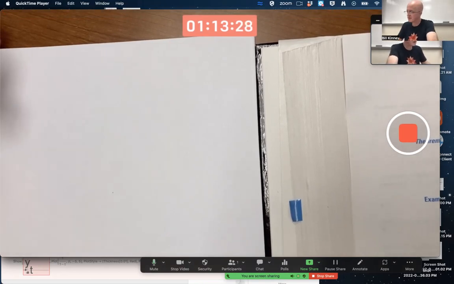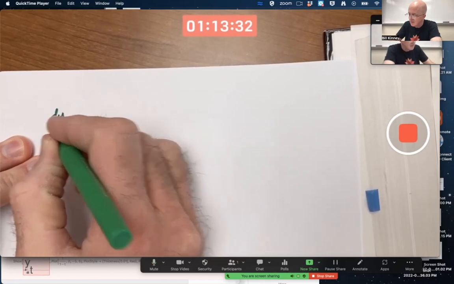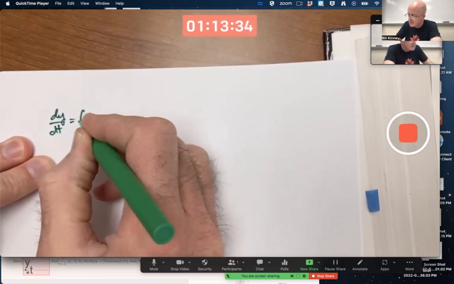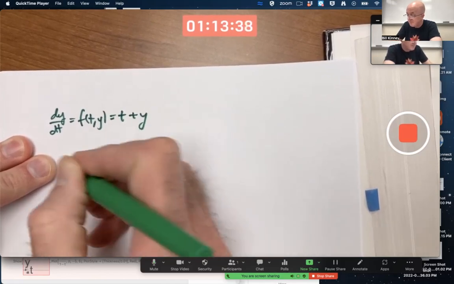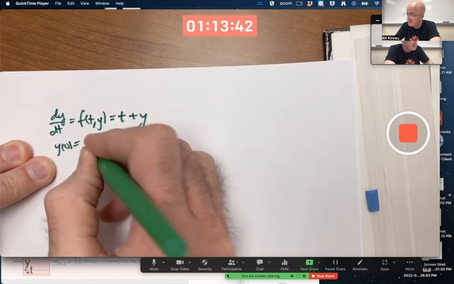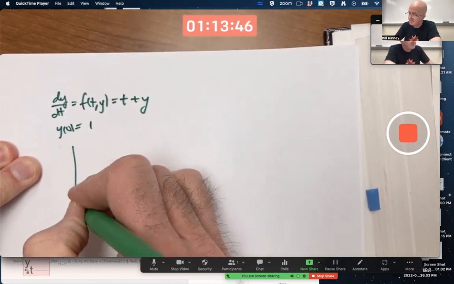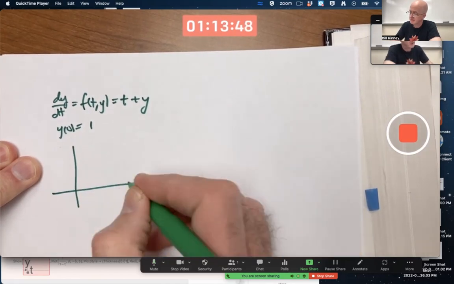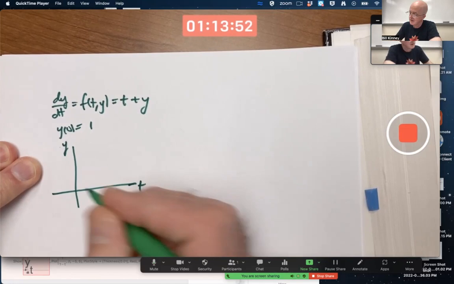So the differential equation we're thinking about here is dy/dt equals f(t, y) equals t plus y. Well, let's pick a particular initial condition, say y(0) equals 1. Let's think about it geometrically. That's probably the best thing to do in a short amount of time.